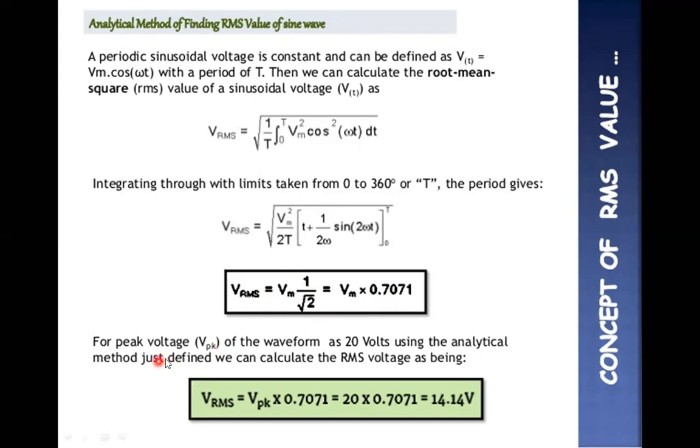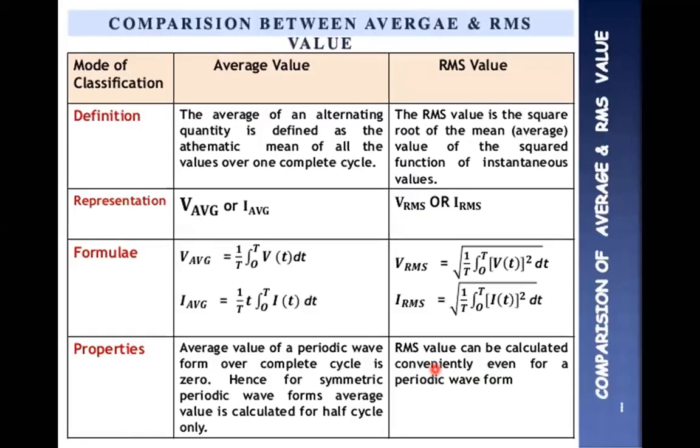So for a peak voltage of the waveform of 20 volts, what is VRMS? VRMS should be equal to V peak into 0.7071. So that comes like 20 into this, and this comes to 14.14 volts. This is a comparison between the average value and the RMS value.